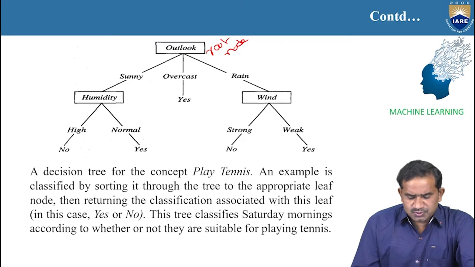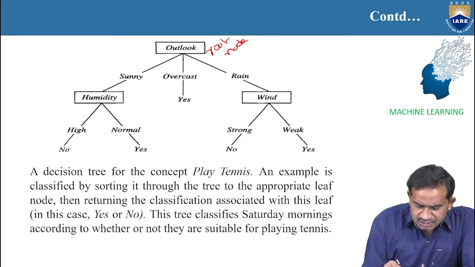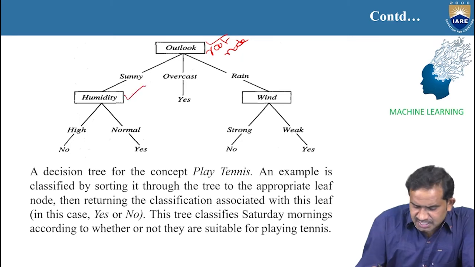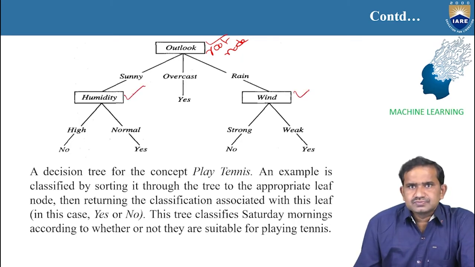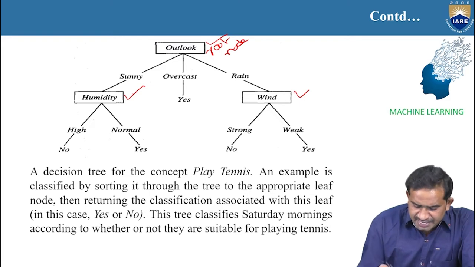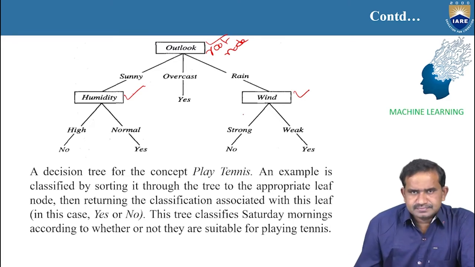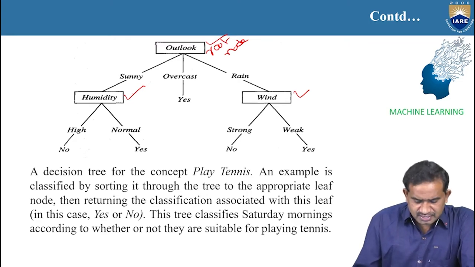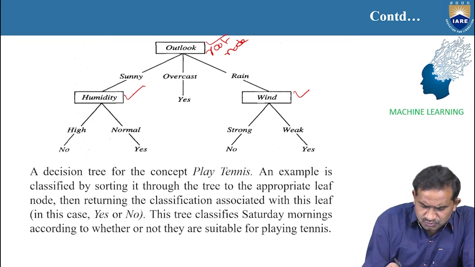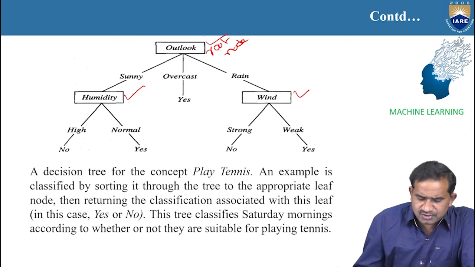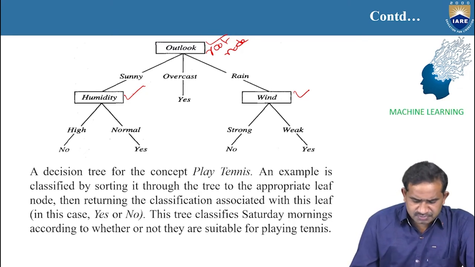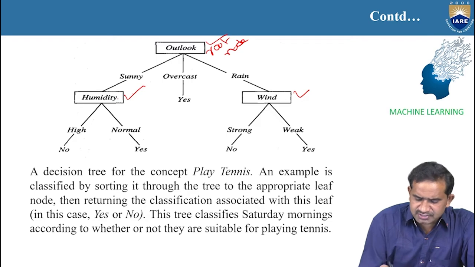As for decision tree learning, outlook is the root node, and humidity as well as wind are decision nodes. Before we can make any decision, some conditions are there. Based on the conditions, we give the output of the decision node. Here we take outlook, and then we can finalize a solution based on these two conditions, humidity as well as wind.